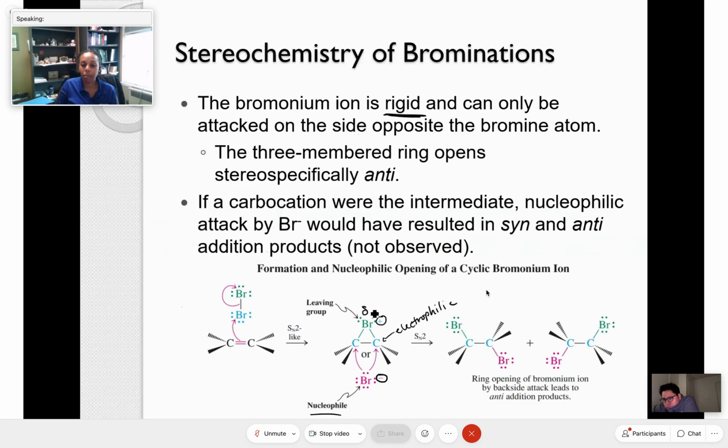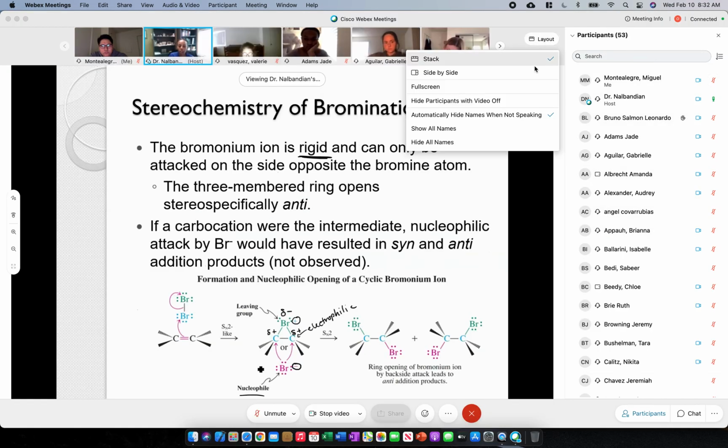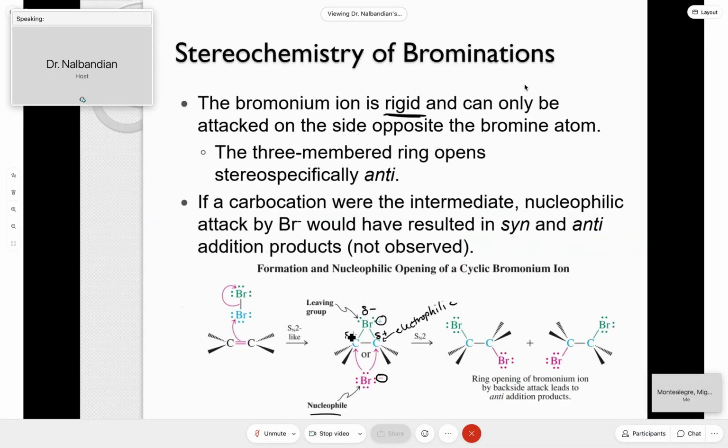Right? Because bromine has a partial negative. Even if it has a full positive charge, it has a partial negative. And so both of these carbons end up with a partial positive. So our nucleophile can attack either of these electrophilic carbons, and our leaving group will leave.